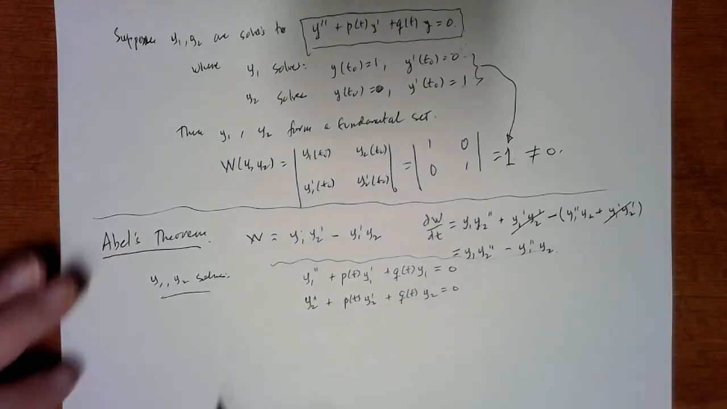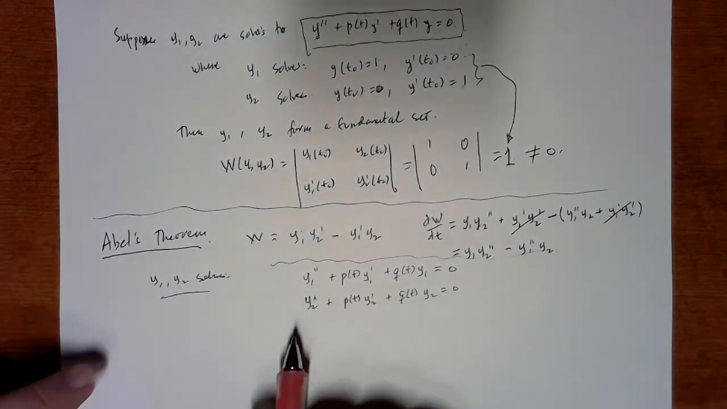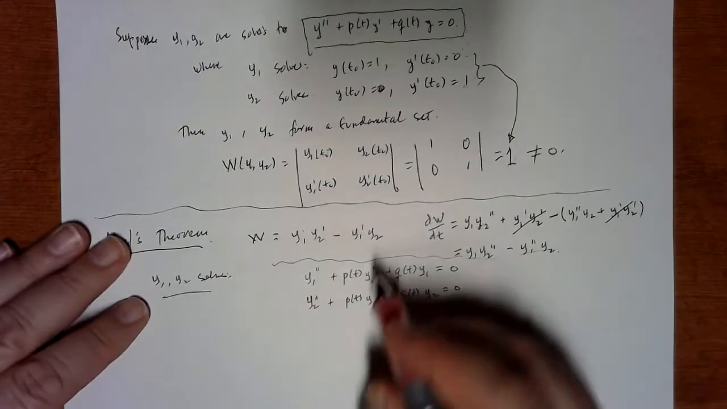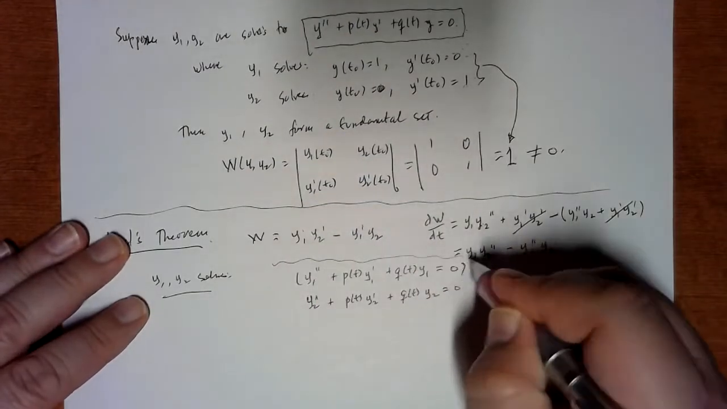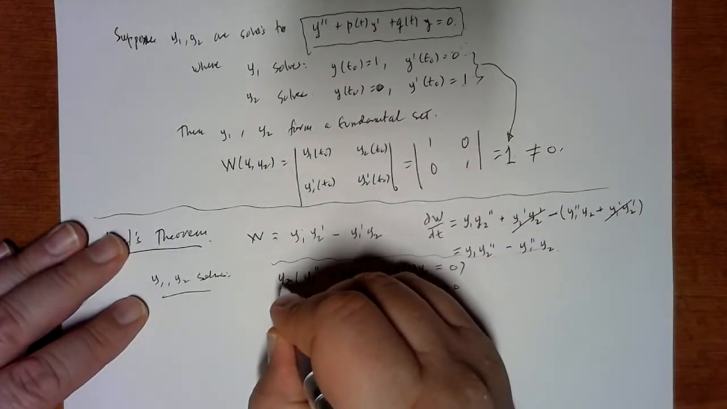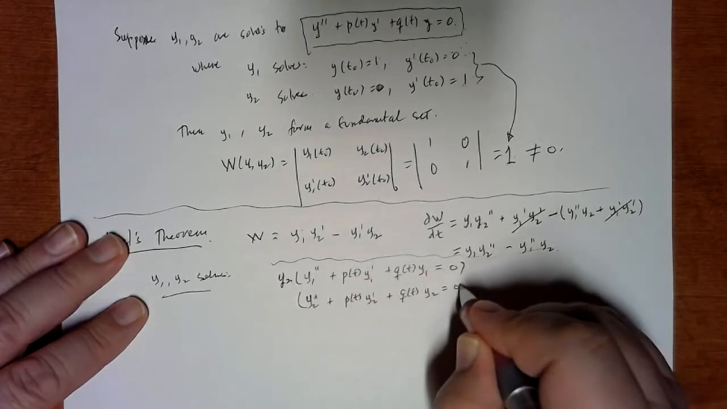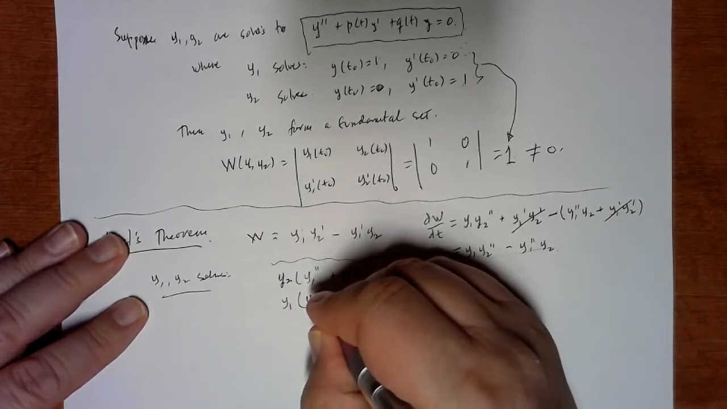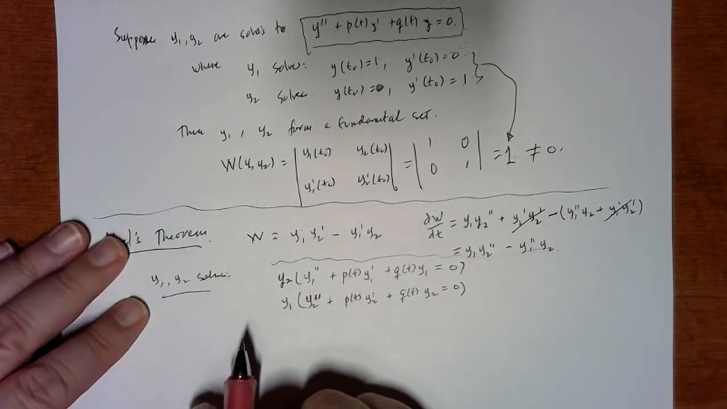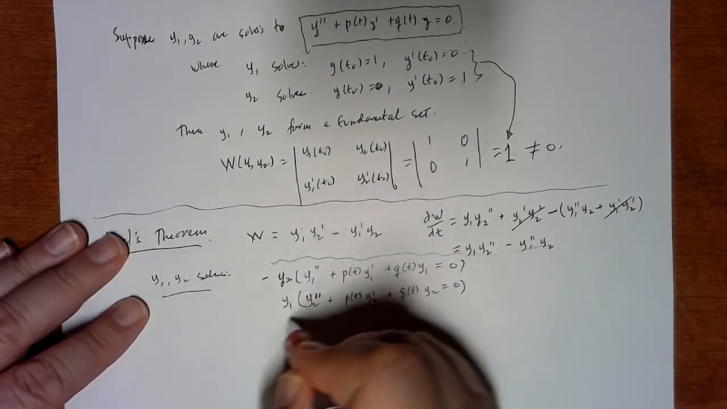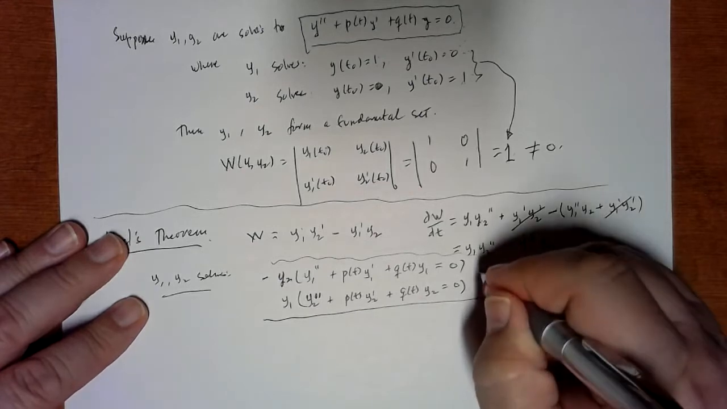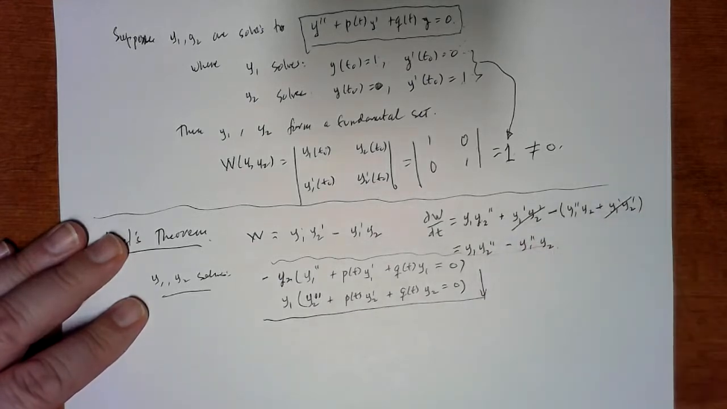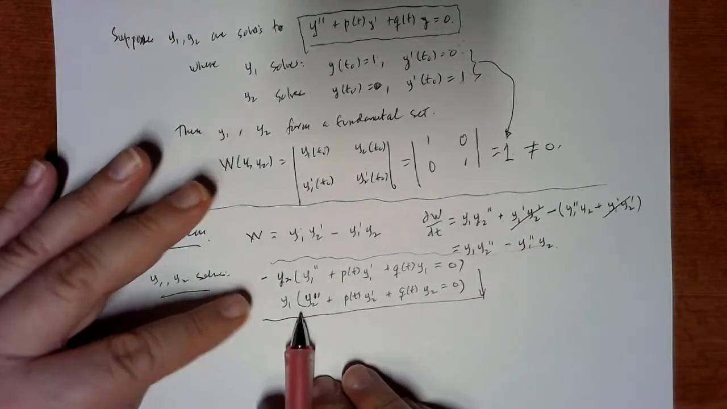Good. Now, I'm going to take the top equation and multiply it by y2. And I'm going to take the bottom equation and multiply it by y1. Okay, and then I'm going to subtract the top from the bottom and add straight down. And I wonder why I'm going to do that. Do you see what the first term is going to be?